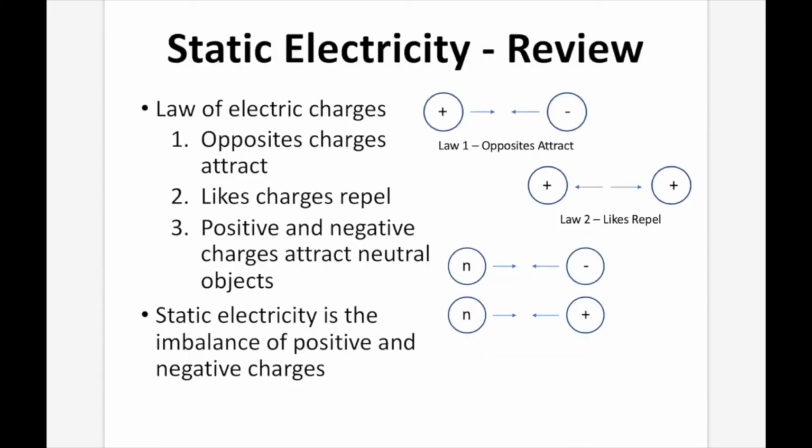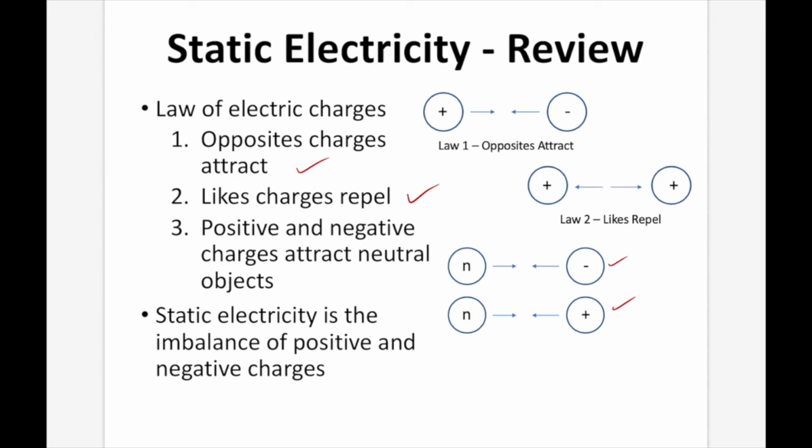Static electricity, review. The law of electric charges states three main things. Number one, opposites attract. So a negative and a positive will attract each other. Like charges repel. So a positive and positive or negative and negative will repel each other. They'll push away from each other. And number three, positive and negative charges attract neutral objects. So if you have a negative or a positive, it will attract to a neutral object.